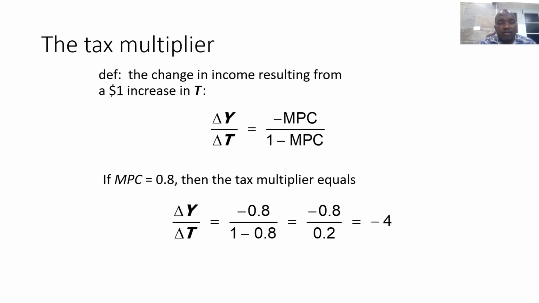If the MPC is 0.8, then the tax multiplier, delta Y over delta T, is equal to minus 0.8 over 1 minus 0.8, which is simply minus 0.8 divided by 0.2, which is equal to minus 4. In terms of the modulus, as you can see, the tax multiplier is smaller than the government spending multiplier, which in terms of modulus was 5.